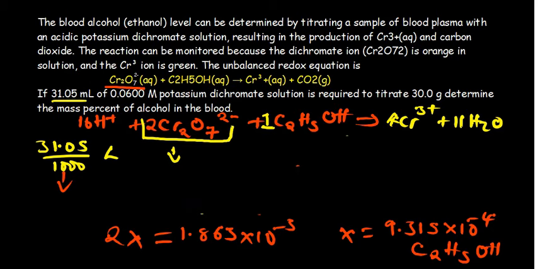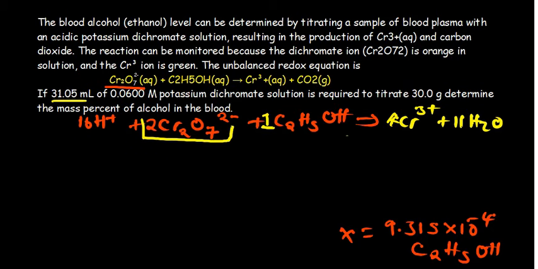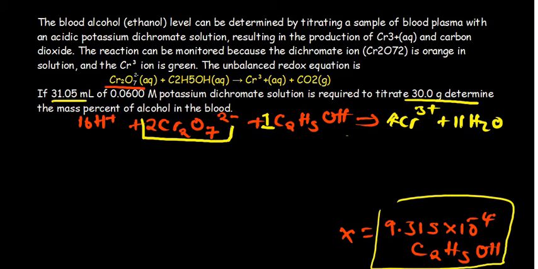Okay. Now, looking at our question, in our question we are given the mass of the blood. So now we found the number of moles of our ethanol. If we have the number of moles of our ethanol, we should be able to find its mass, right? So that we can find its mass percentage contained in the blood. So first of all, we need to find the molar mass, since we already have calculated the number of moles.